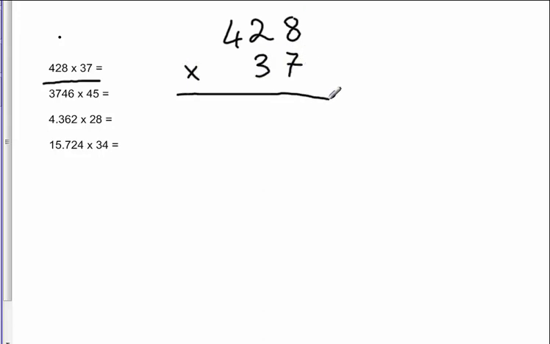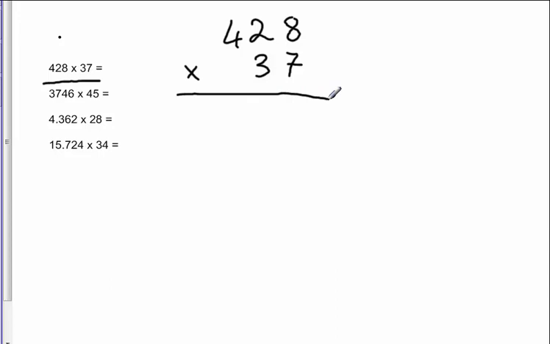Now, in this example then, we're going to look at long multiplication. So our first question is 428 multiplied by 37. And so first things first, what I'm going to do is I'm going to stack them over each other. So I'm going to write out 428, and I'm going to put 37 underneath it, and my multiplication sign over here, and then I'm going to draw my line.